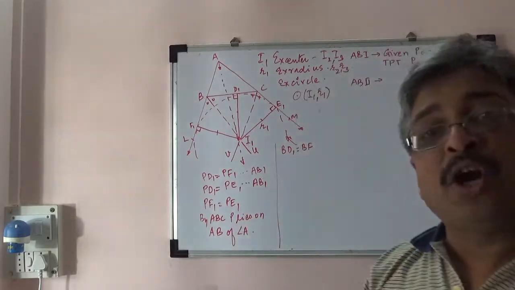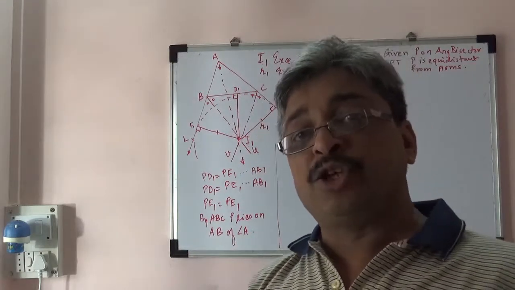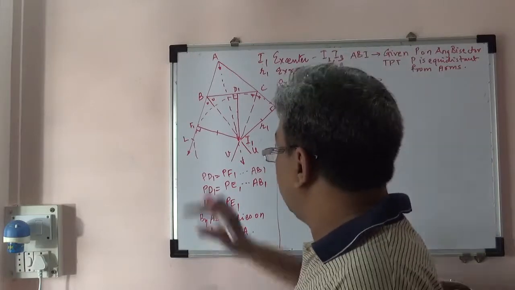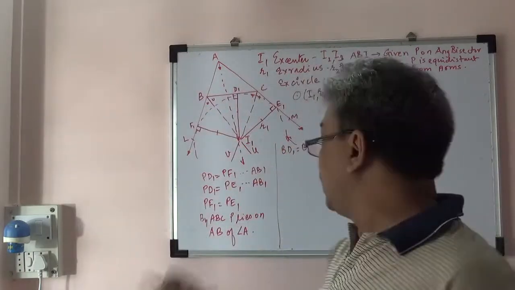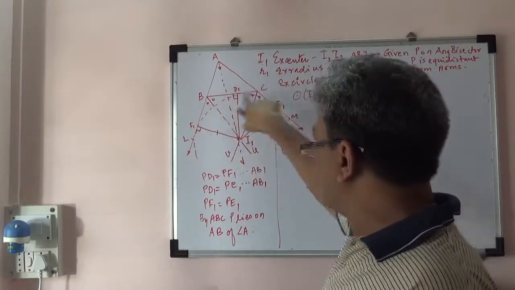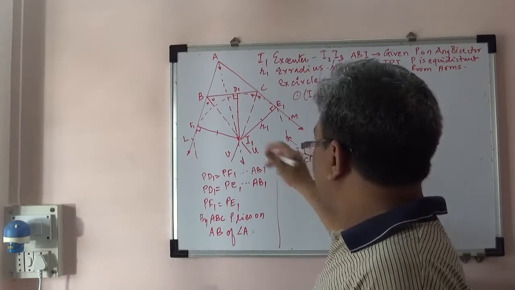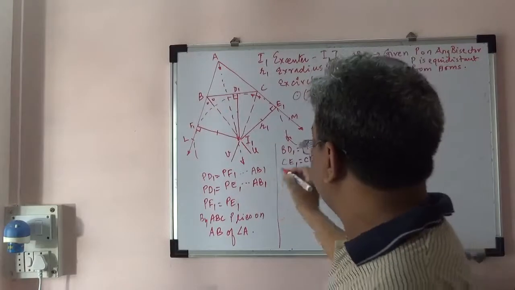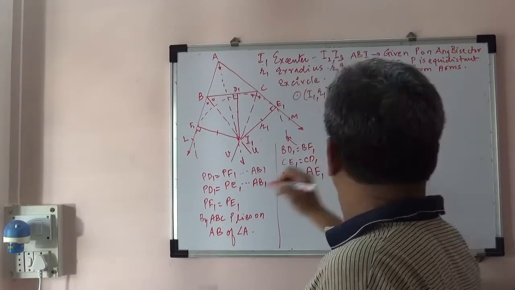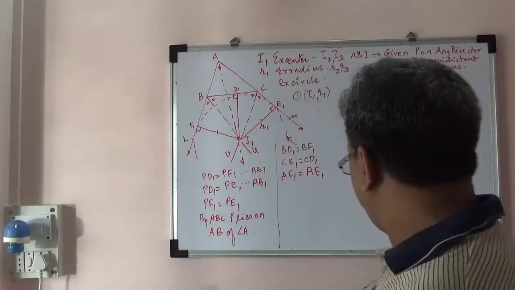If we draw tangents to a circle from a point outside the circle, the lengths of the tangents, that means the distances from the point to where the tangents touch the circle, are always equal. That is what this is. So BD1 is equal to BF1. Again, C is a point outside this circle. Therefore, CE1 is equal to CD1. And A is a point outside this circle. Therefore, we get AF1 is equal to AE1. So these distances are equal because of the excircle opposite to A.